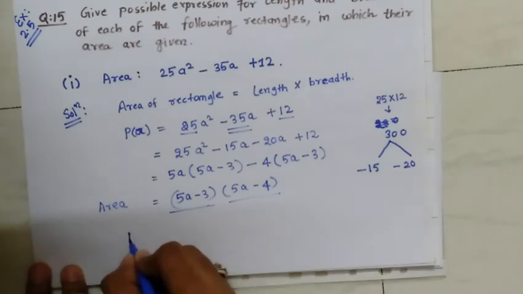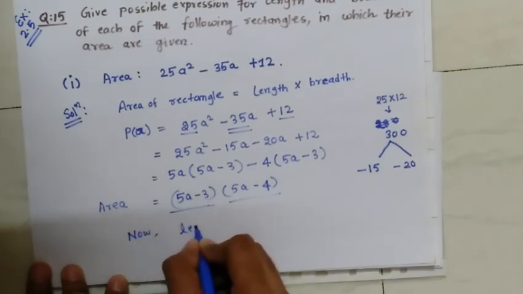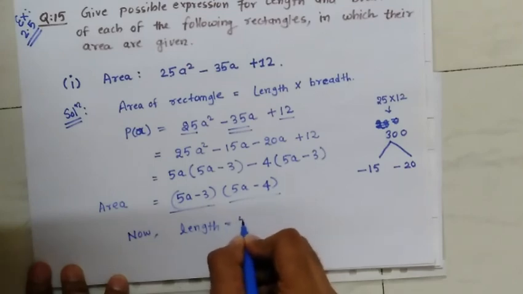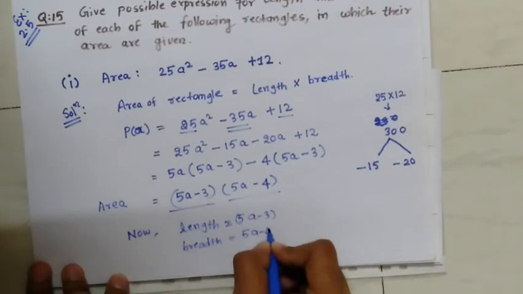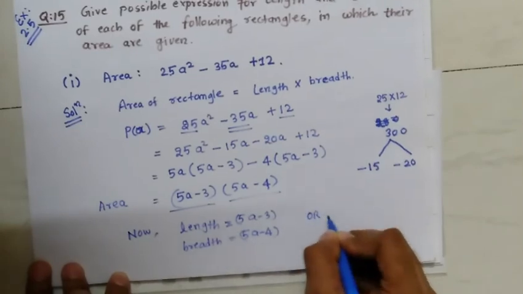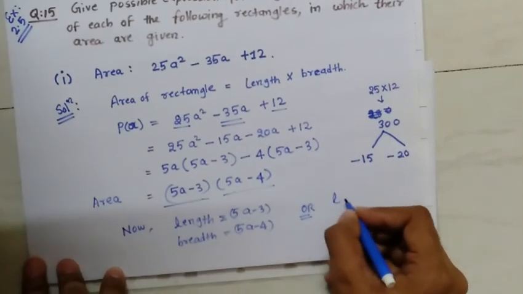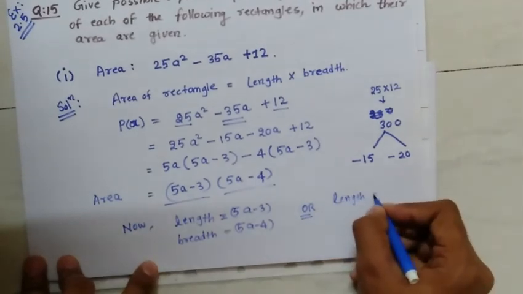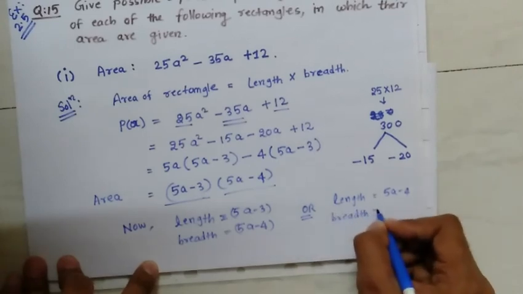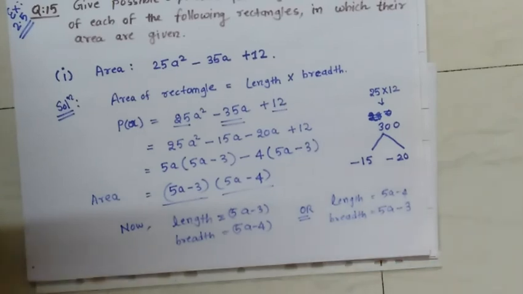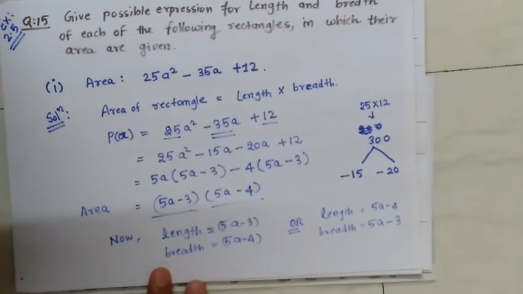So now if you take length equals 5a minus 3, then your breadth will be 5a minus 4. Two conditions are there: if you take length equals 5a minus 4, then your breadth will equal 5a minus 3. So these are the possible expressions for length and breadth when we have the area of the rectangle in polynomial form.